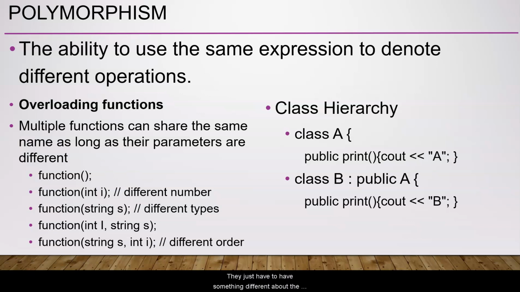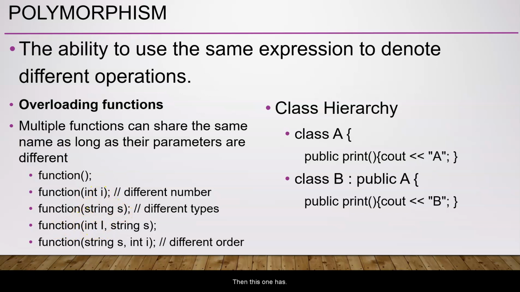They just have to have something different about the parameters that are passed in, right? So like this first one is a function with no parameters, and then the next one has an integer I. Well, that has a different number of parameters than this one. Now this has the same number of parameters, but the second and the third one are a different type, right? So this one has string S, whereas this one has int I.